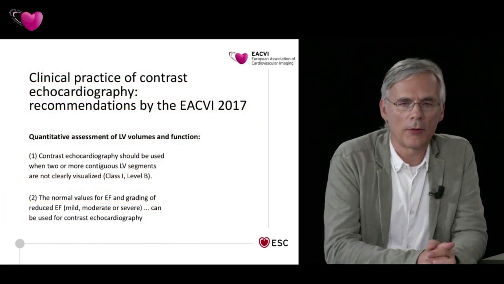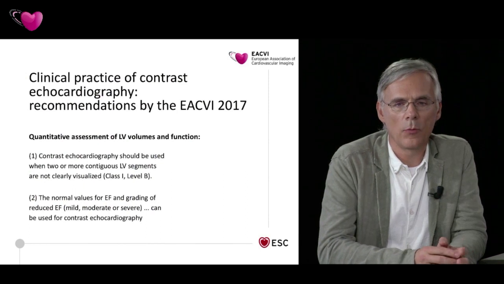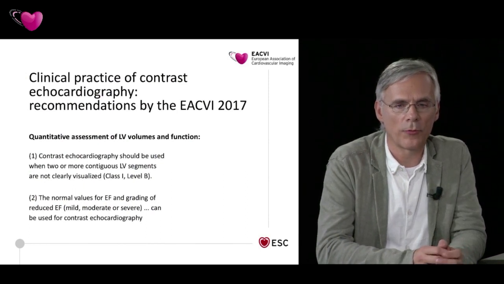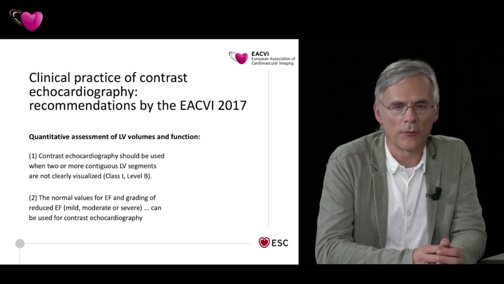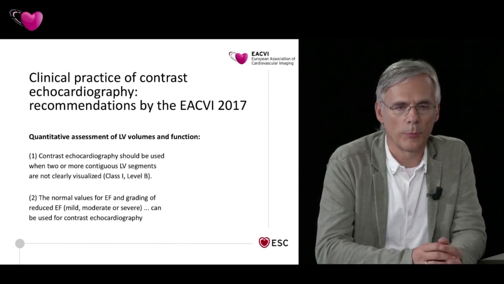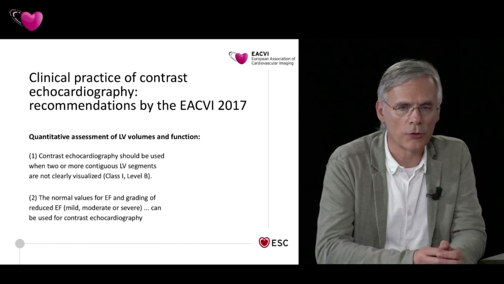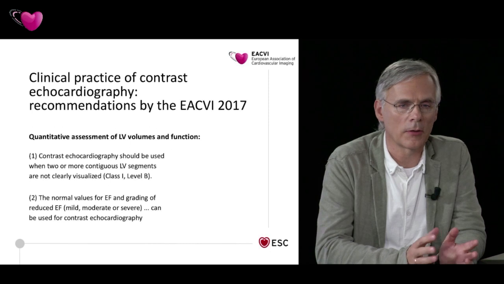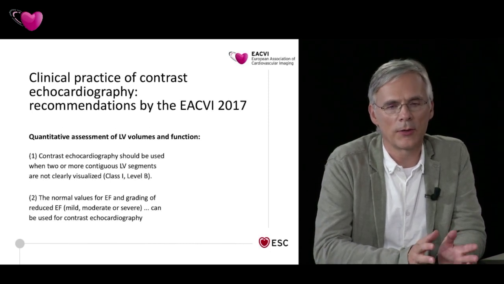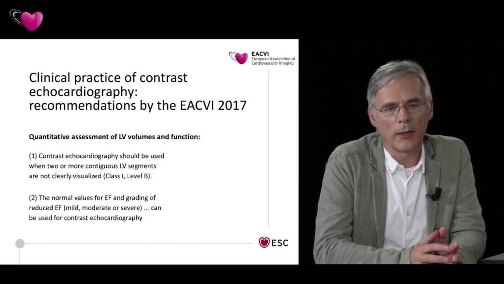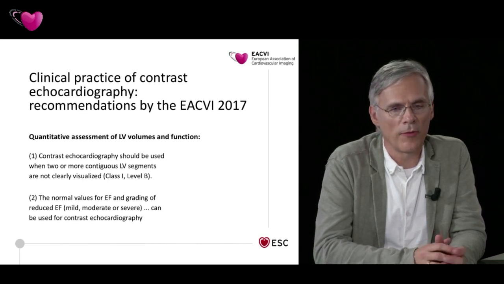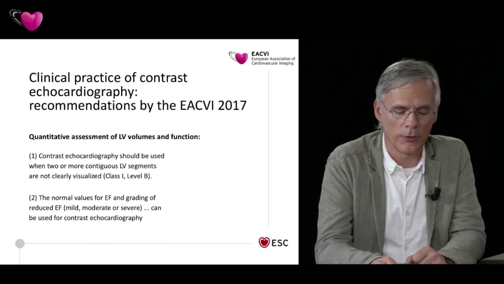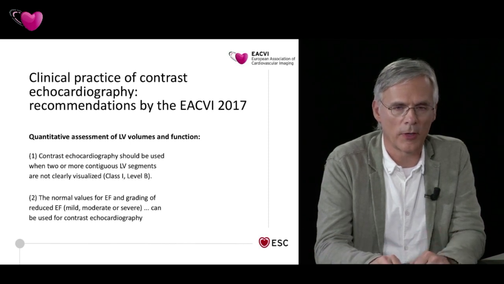And these are the recommendations of the EACVI, what we have to do in case of reduced image quality for quantitative assessment of LV volumes. The guidelines point out contrast echo should be used when 2 or more contiguous LV segments are not clearly visualized. This is a class 1, level B recommendation, and we can use the normal values for grading of the reduced systolic function of the left ventricle.